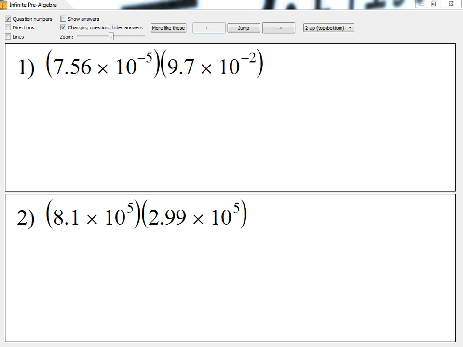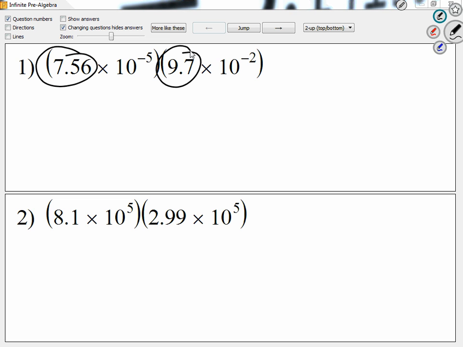So looking at today's work, it's pretty similar to yesterday's work. So let's take a look. First thing we do, we multiply the big numbers, 7.56 times 9.7, and obviously we use the technology for that one. So let me get my calculator out, and I'm gonna type in 7.56 times 9.7.